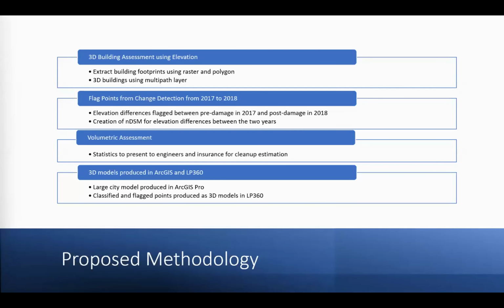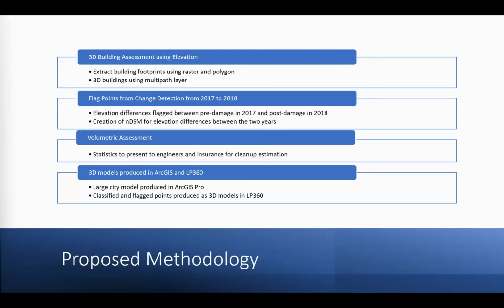This is the next section of the proposed methodology. The building assessment is the most important part of the analysis that will primarily be done in ArcGIS. For each layer, building footprints will be extracted. The geoprocessing tool called LAS Buildings will be used to create 3D buildings using a multi-path layer.